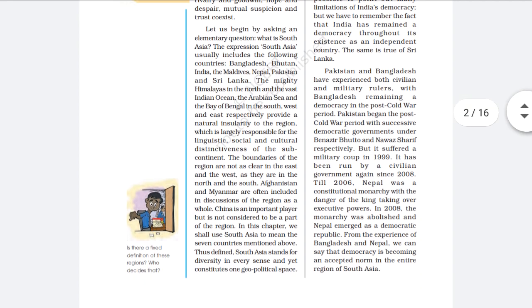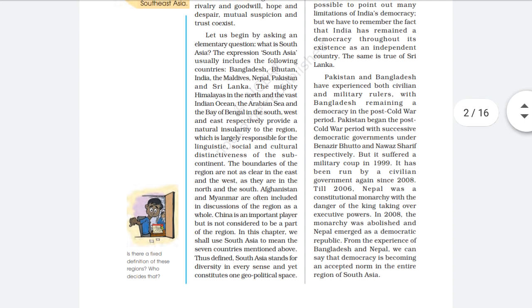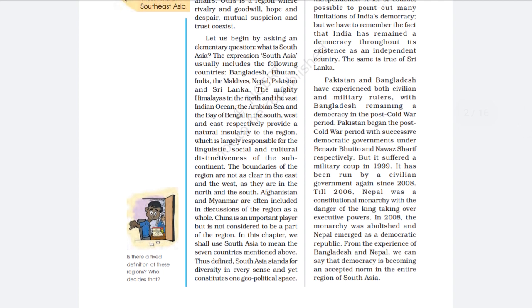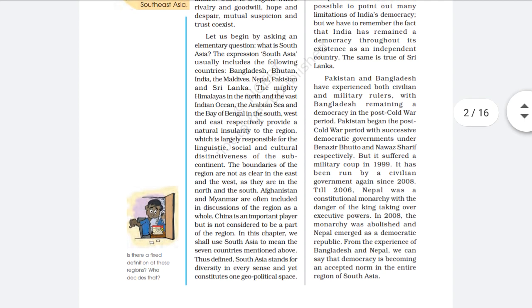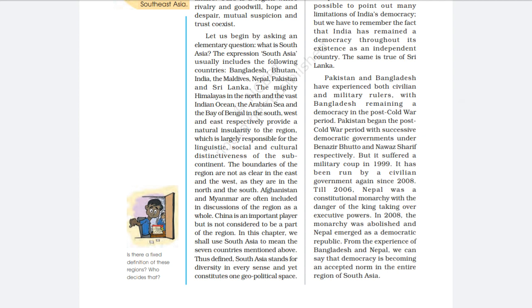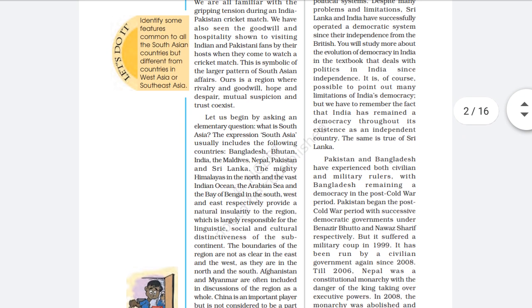But Myanmar and Afghanistan are often included in discussions of the region as a whole because they touch the boundaries. That's why they are also included in the discussion whenever there is any matter which is related to any boundary of these nations.